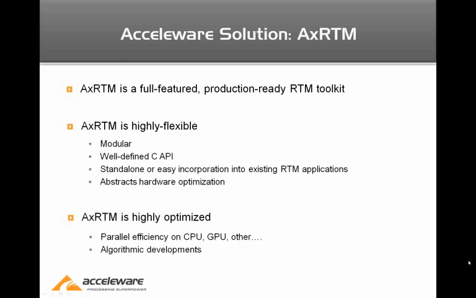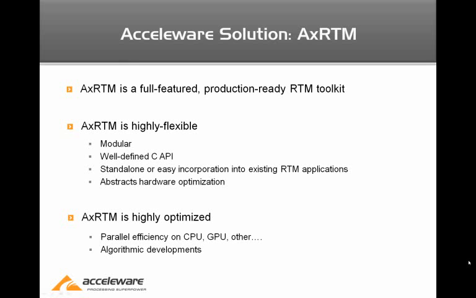So now we've seen the scale of the problem, let's look at the Acceleware solution, AXRTM. And what is AXRTM? Well, it's a full-featured, production-ready RTM toolkit. Now by toolkit I mean it's a collection of library routines which perform, on the one hand, the entire functionality of a full-featured RTM application, and on the other, all of the functionality required to squeeze maximum performance out of whichever hardware platform it's being implemented on.